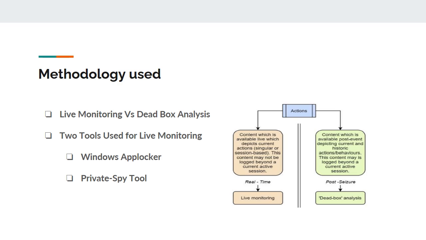So dead box analysis in such a case is not a good choice, whereas live monitoring of a system by installing or configuring an application on a system is an effective method that may reveal malicious user behavior in greater detail. Two tools, Windows AppLocker and Private Spy, are used to perform live monitoring of a system, as discussed further.